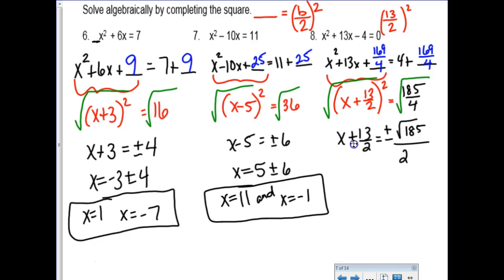So then final step, I would take this 13 halves and subtract it over to the other side. This is going to look kind of messy, but it's negative 13 halves plus and minus the square root of 185 halves. Notice the 2 is not in the radical at all.